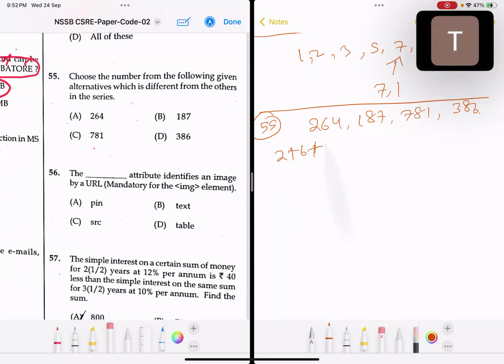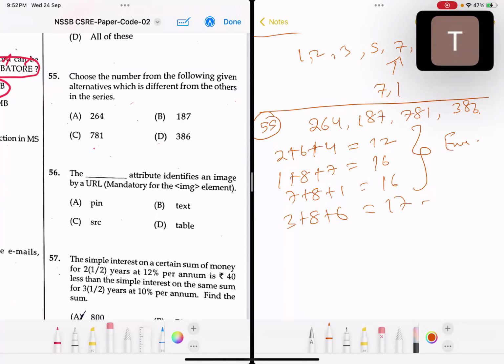Add the digits of the numbers, okay? 2 plus 6 plus 4, this is 12, okay? 1 plus 8 plus 7, it is 16. 7 plus 8 plus 1 is equal to 16, right? 3 plus 8 plus 6 is equal to 17. Now, if you see, these three numbers are even, right? But this is odd, okay? So the correct option is D, okay?